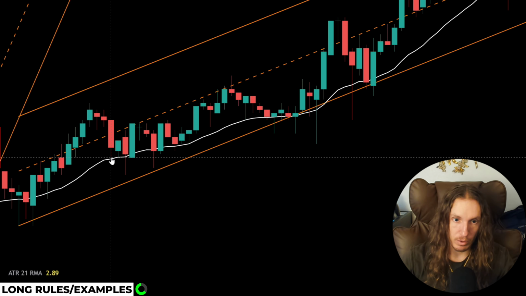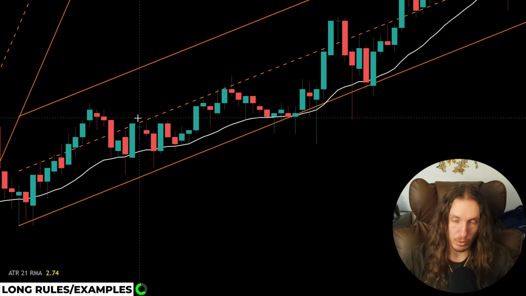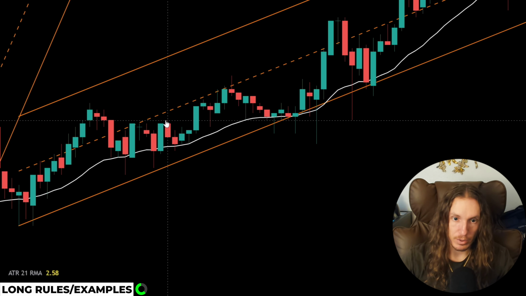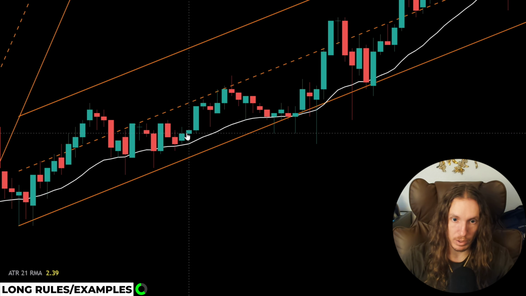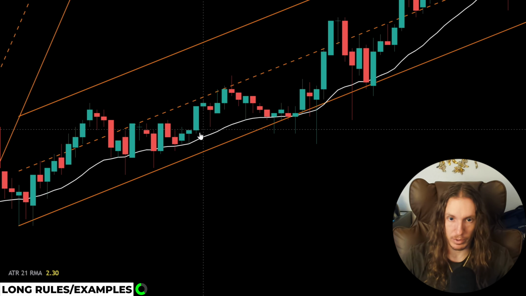So it comes down, this is all kind of one leg down, and then it tries to go higher, and then we get a second leg, tries to go higher, and then we look to see, do we get a higher low? It's not very bullish, so we're going to stay out.